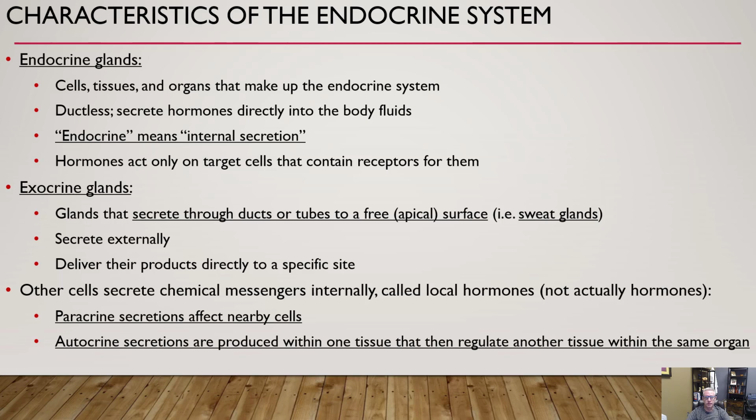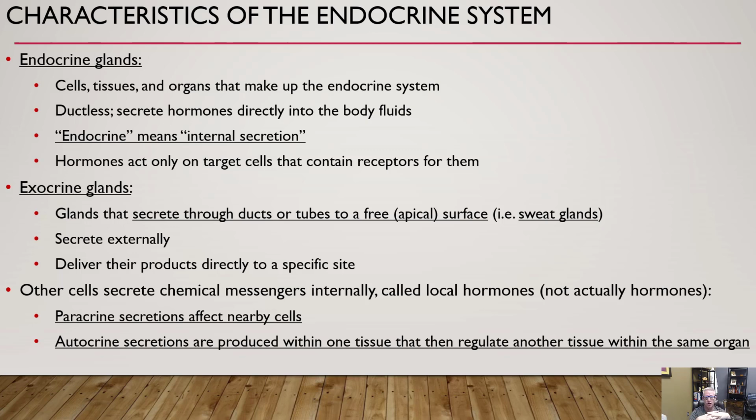And we have these cells that secrete these chemical messengers internally. We call them local hormones, but they're not actually hormones. They're called paracrine cells and autocrine cells, or paracrine secretions and autocrine secretions. And paracrine secretions are going to affect cells that are nearby. So, for example, white blood cells can secrete histamine, which would dilate nearby blood vessels.